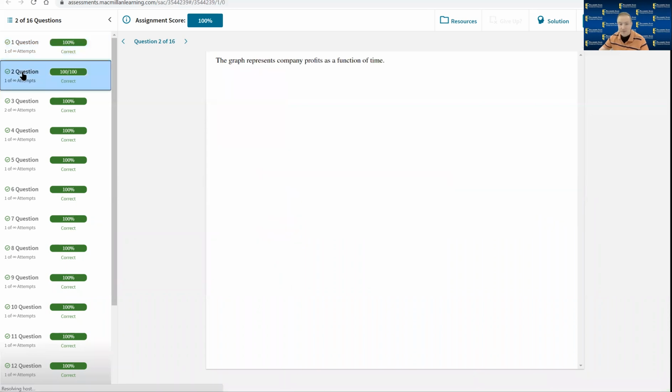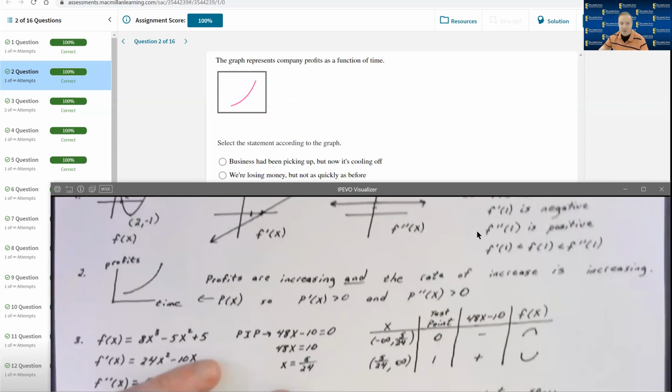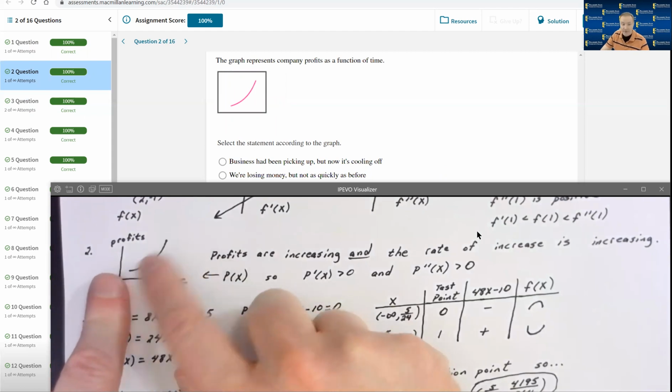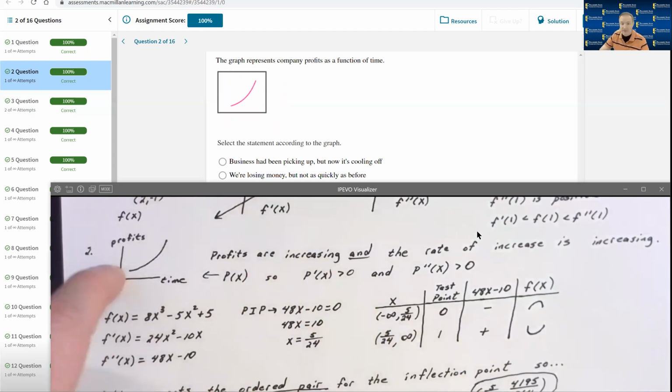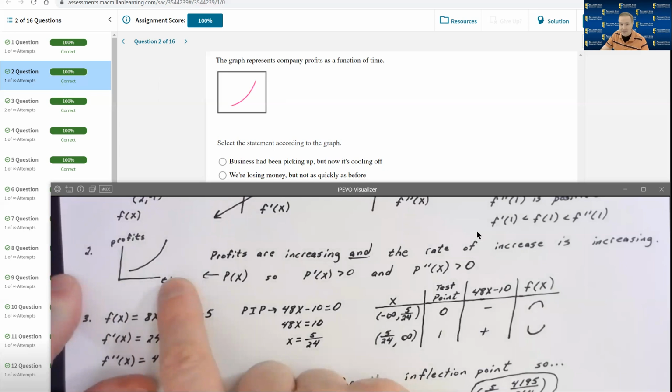Now, most of the problems in this section have us working out stuff. These first two are more trying to be thought-provoking questions. I don't like the way that they worded the statements in the second problem, but we can get around that. So here's what it's talking about. It gives you a very basic graph of some function, and it says that this function represents profit over time. So my horizontal axis is representing time, my vertical axis is representing profits.